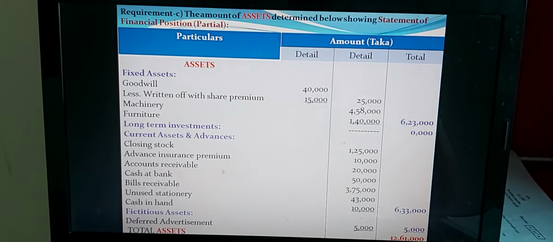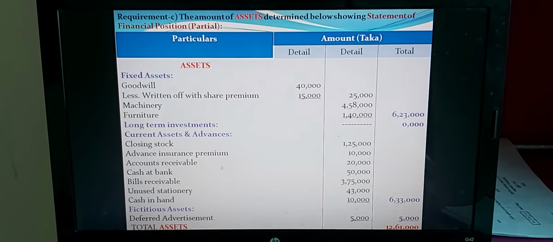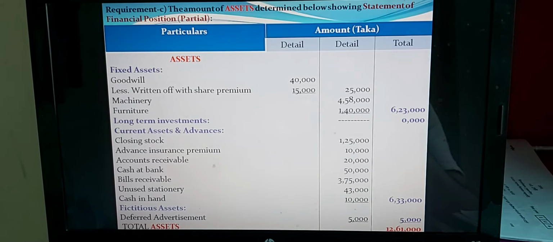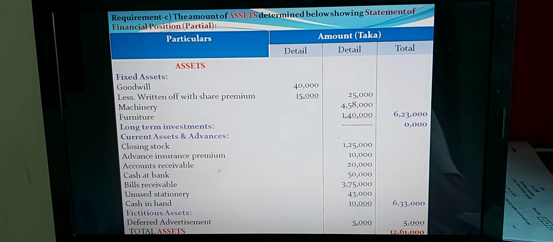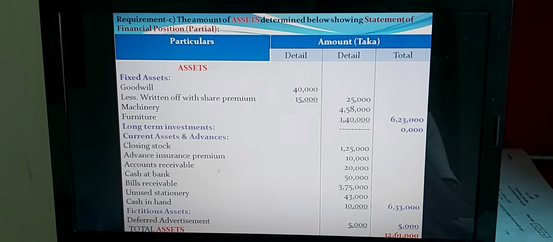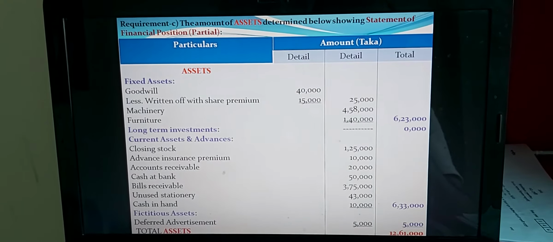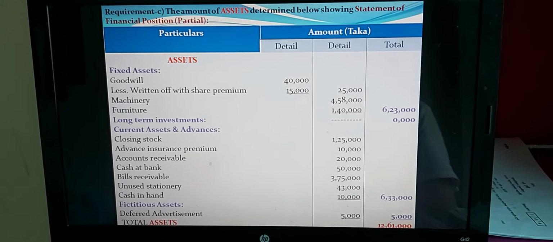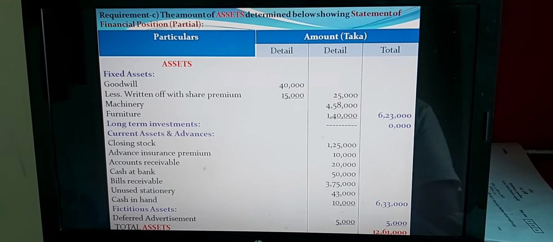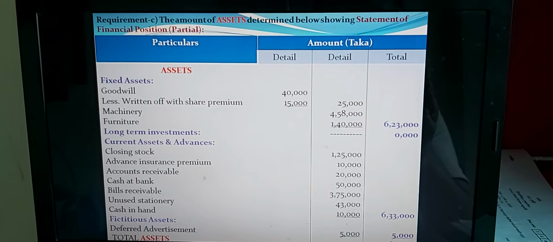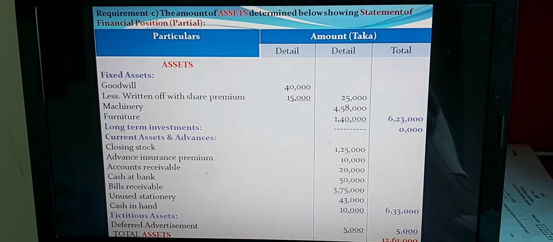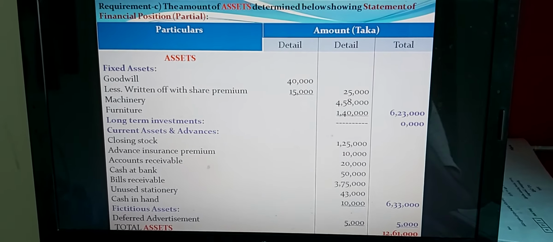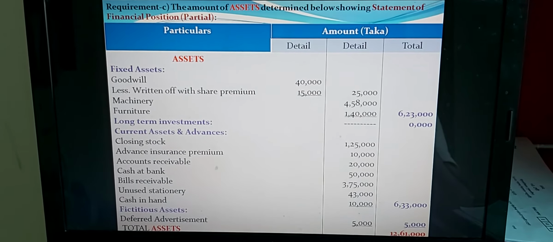But in 1994 Company Act, in fixed asset, you have to start with the goodwill amount. So goodwill is available in trial balance taka 40,000. But one adjustment is available in this item. Half of the share premium to be written off with goodwill. Share premium, half of the amount, that is taka 15,000 to be written off. So you can write in this way, goodwill taka 40,000 in first column, then deduct written off amount with share premium taka 15,000. So remaining of goodwill taka 25,000 in middle column.